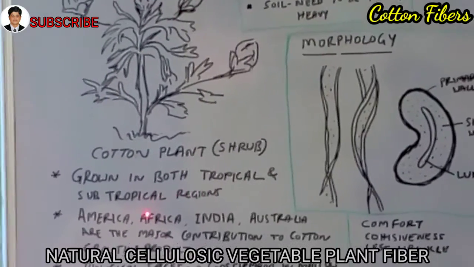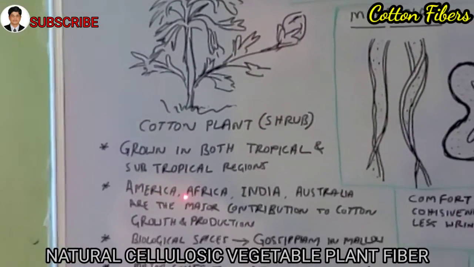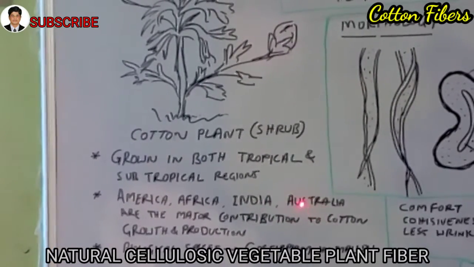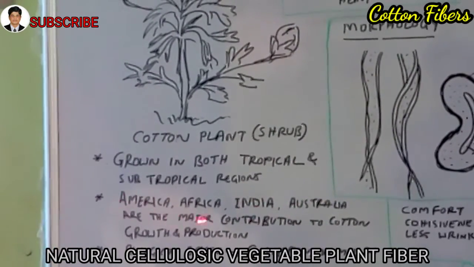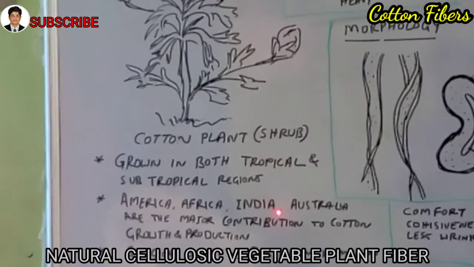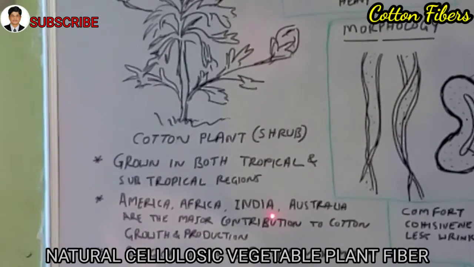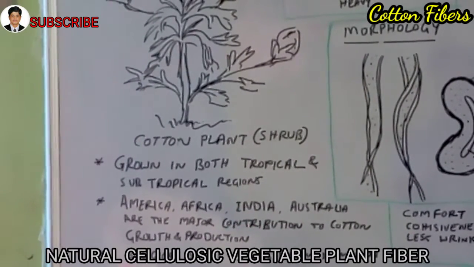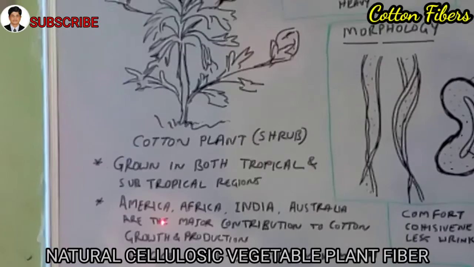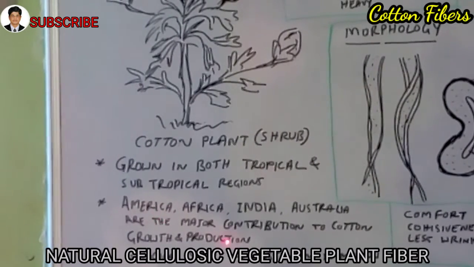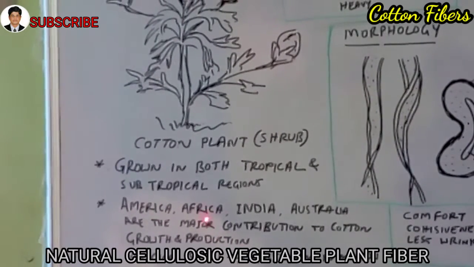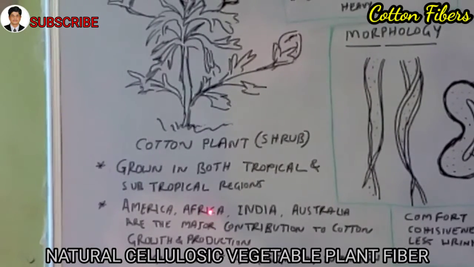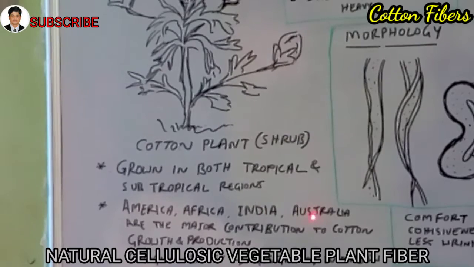The continents America, Africa, India, Australia are the major areas of the globe contributing to the growth of cotton: American cotton, that is Pima cotton; African cotton, that is from Egypt, Egyptian cotton; Indian cotton; and Australian cotton.